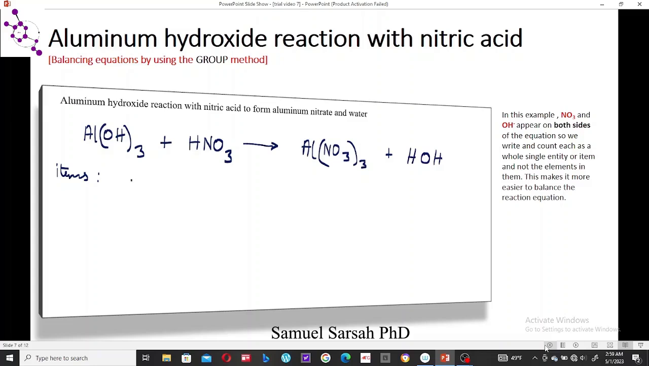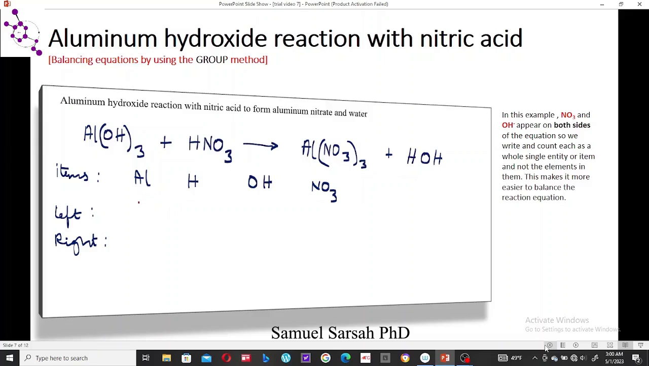So in the whole equation, we have aluminum, and then we have hydrogen. Okay, and then we have OH as a group, and then we have NO3 as a group. Okay, so using this group method makes the balancing much easier. Let's count and see if the equation is balanced or not.